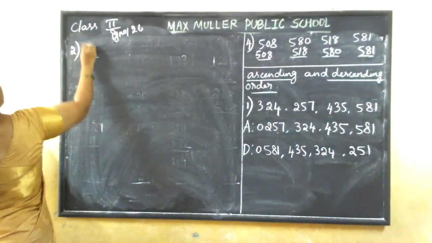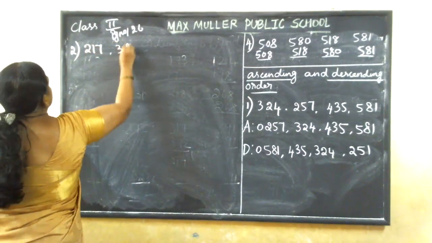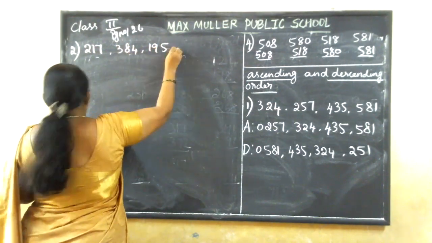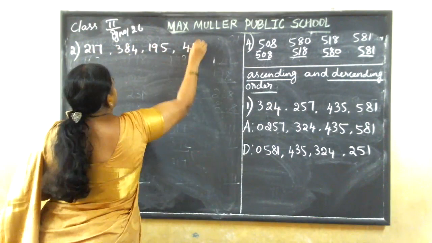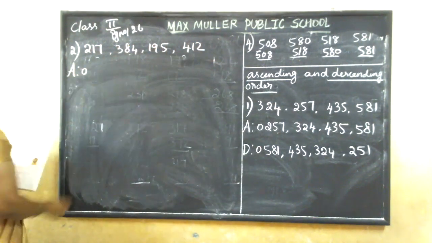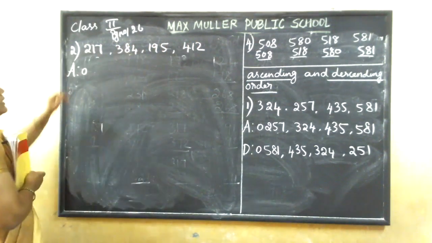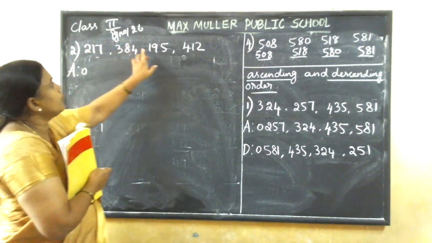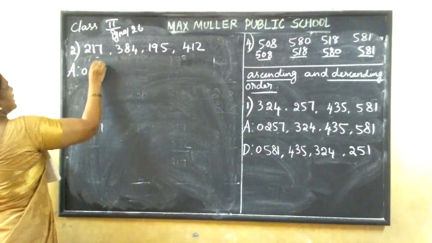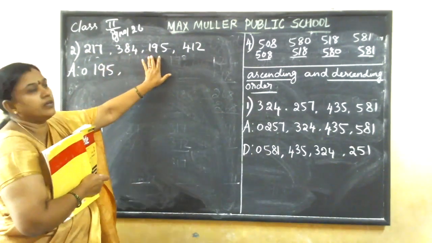Second one. 217, 384, 195, 412. First, which one will do? Ascending order. Ascending order means small to big. Which one small? See the hundreds place 2, 3, 1, 4. Which one small? 1 is the small number. First, we'll write 195.